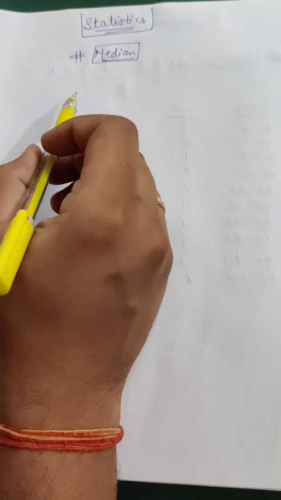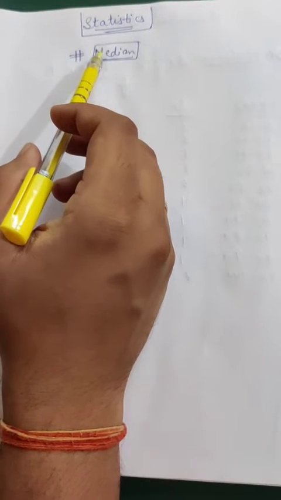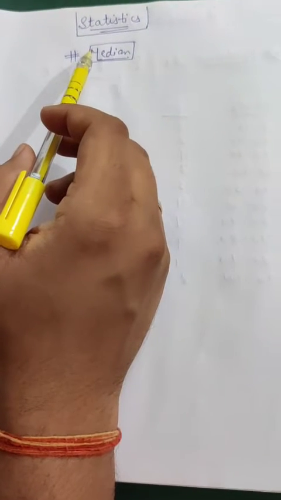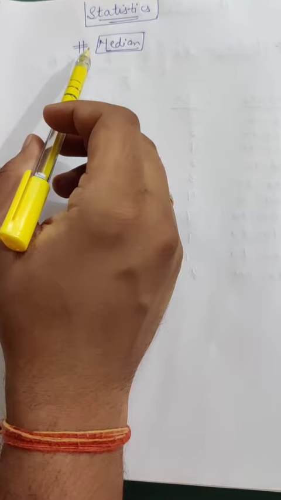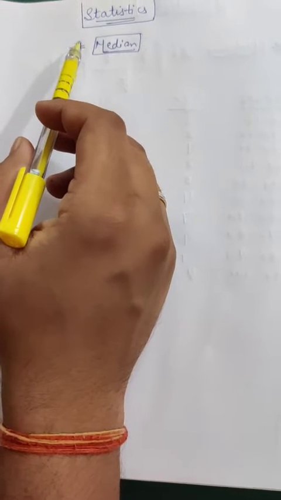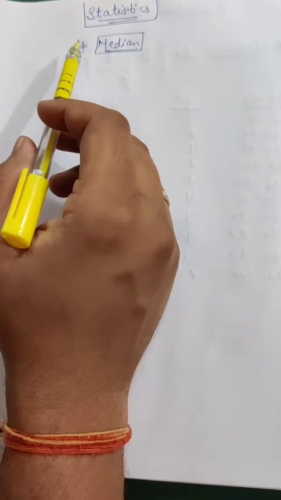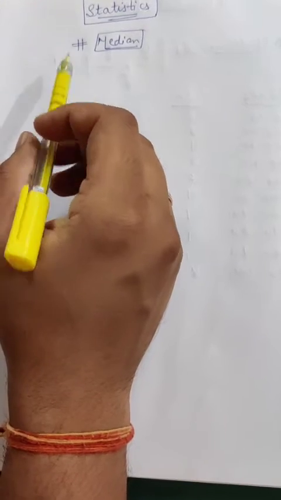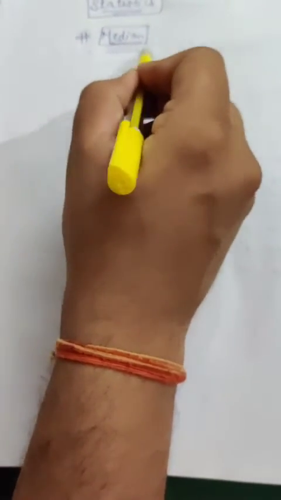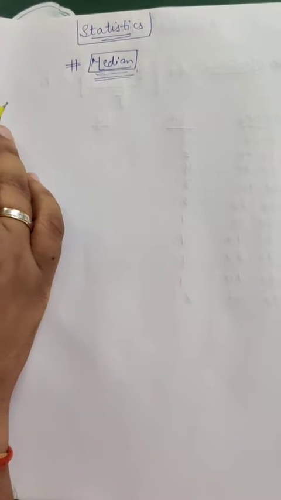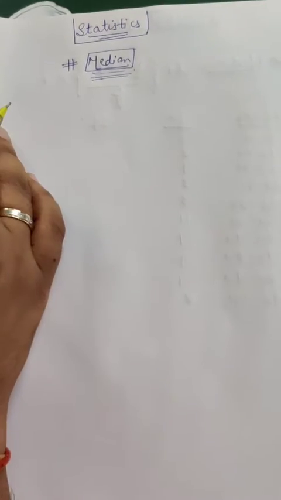Good morning, students. As we know, our statistics chapter is going on, and so far we have discussed how to find the mean and the mode of grouped data as well as ungrouped data. In the mean we have done that by three methods: direct method, assumed mean method and step deviation method. Now come to the third and last central tendency of statistics, that is how to find the median of grouped data as well as ungrouped data.